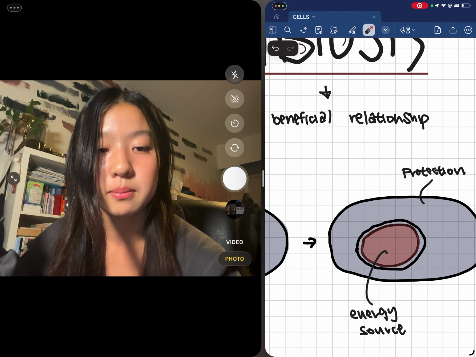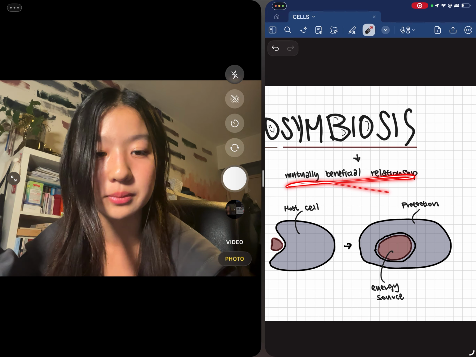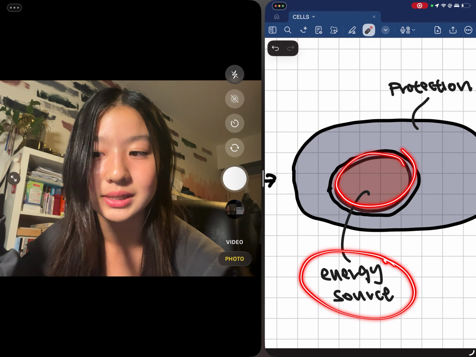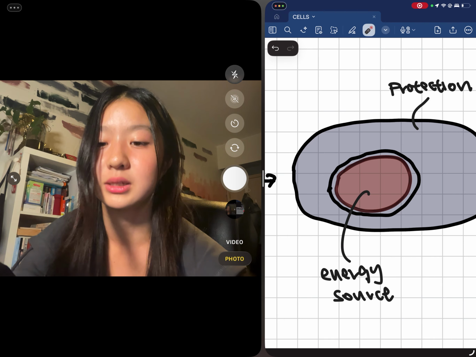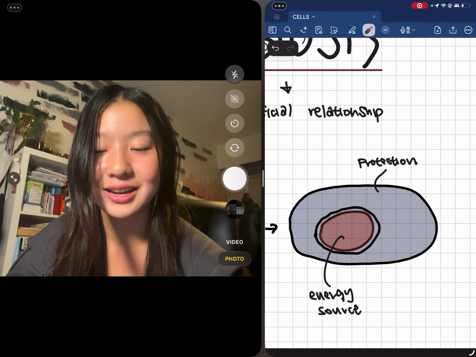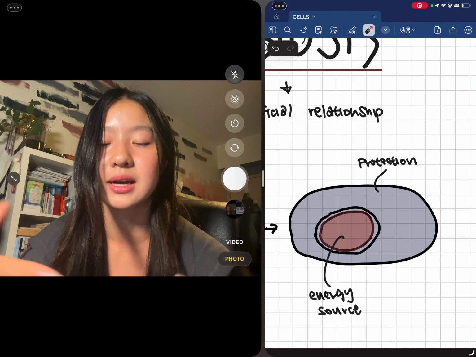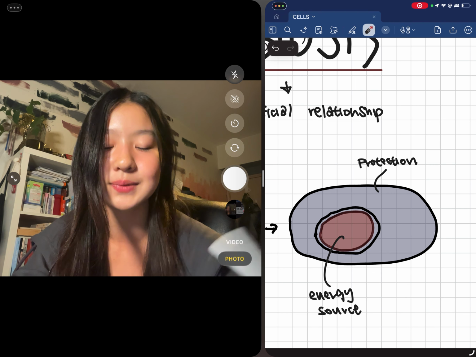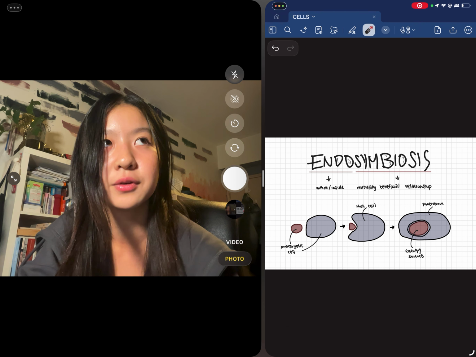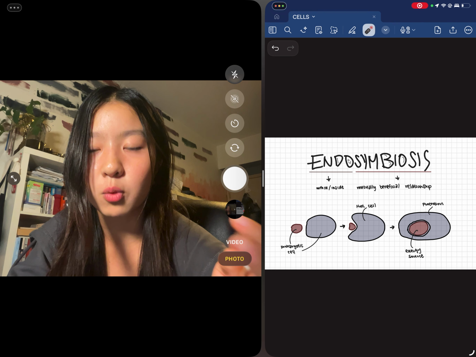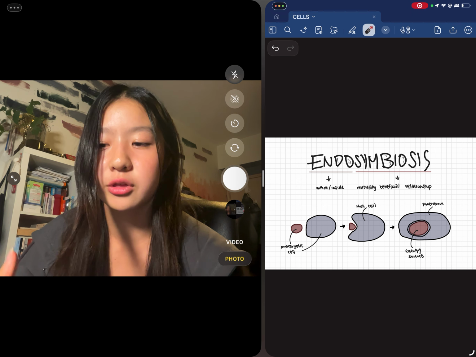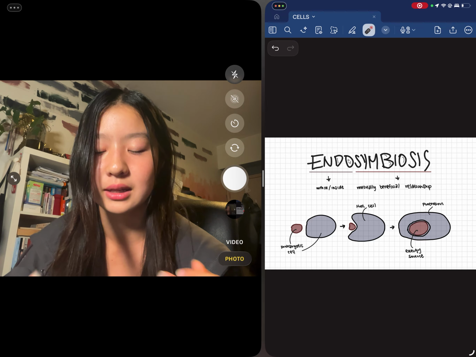And so their mutually beneficial relationship comes from the smaller prokaryotic cell providing an energy source in the form of ATP, cellular energy, and the bigger prokaryotic cell providing a source of protection from the outside environment and from other cells. And what this allowed life forms to do was evolve into forms with more complex functions that allowed them to outlast other competing cells and life forms.